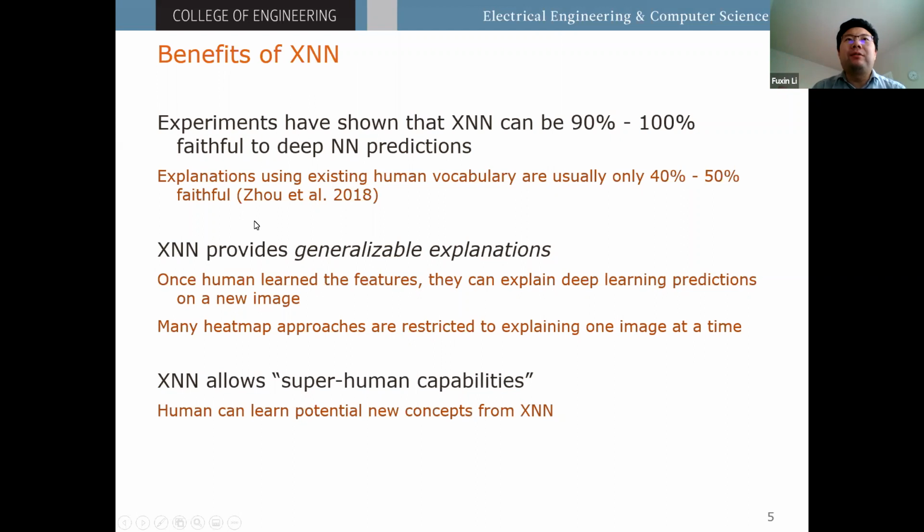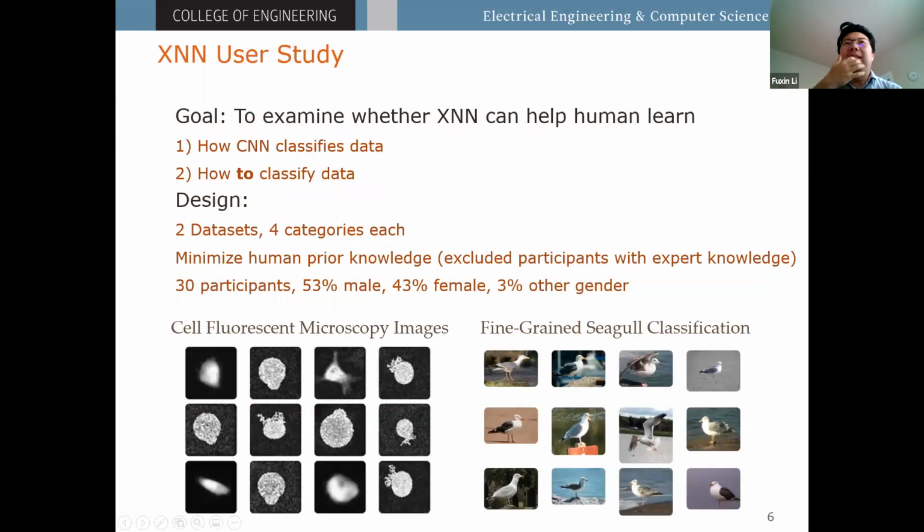Okay, so we managed to do that, and we made a user study. We trained a network based on the previous principles, and we tried to see whether XNN really helps humans to learn. In this user study, we tried to find really difficult classification problems for humans. Because if you just use normal natural images, like classifying cats and dogs, humans don't really need to learn from the network. They already know how to classify them. So we went with really difficult tasks.